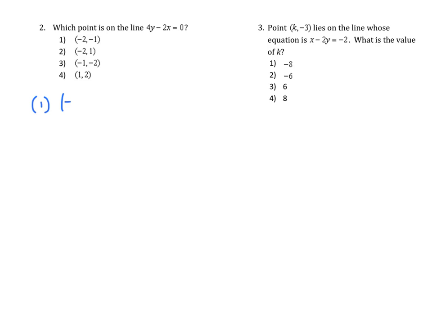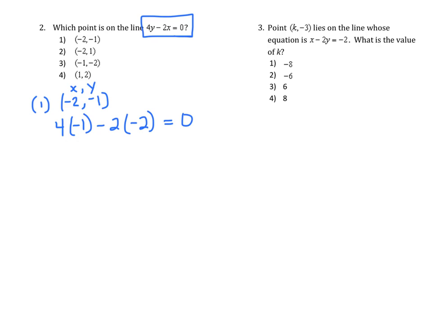And I'm going to take the point -2, -1, and remember again that x, comma, y. So I'm going to take my equation, 4y minus 2x equals 0, and I'm going to plug in the y as -1, so 4 times -1 minus 2 times the x is -2, and see, does it equal 0? So when I answer this, I get -4 plus 4. So -2 times -2 is a positive 4, and 4 times -1 is a -4.